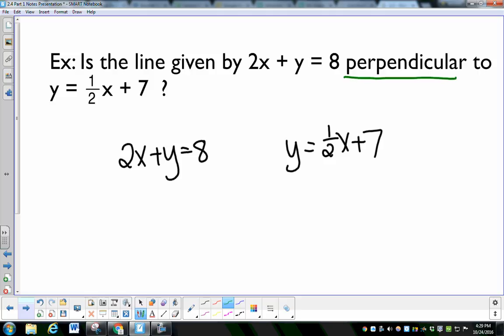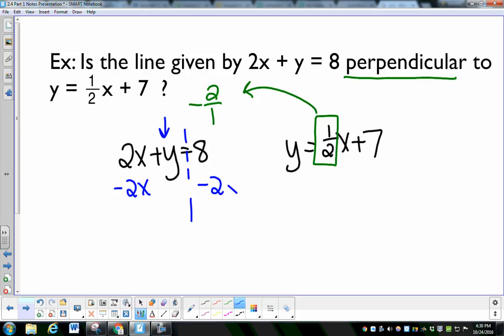So remember, if they're perpendicular, my slopes should be opposite reciprocals. The slope of my second line, I can already see, is 1/2. So I should already be thinking in my head, well, my other slope had better be negative 2, or negative 2 over 1, if it's going to be perpendicular. I have to make it the opposite sign and flip the fraction. So let's go ahead and get this y by itself here. I think the only thing I have to do is subtract this 2x from each side. And we're left with y equals negative 2x plus 8.